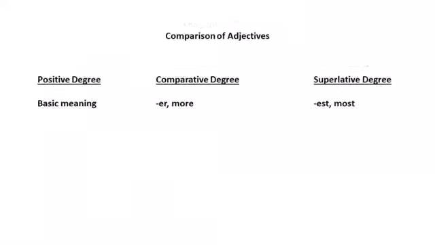This is true also in English. The positive degree is just the base meaning of the adjective: tall, short, blue, hot, cold, things like that. The comparative degree in English we do with the suffix er or the word more. Something is taller, faster, more beautiful. And the superlative degree is something we do with est as a suffix or the word most: fastest, tallest, prettiest.